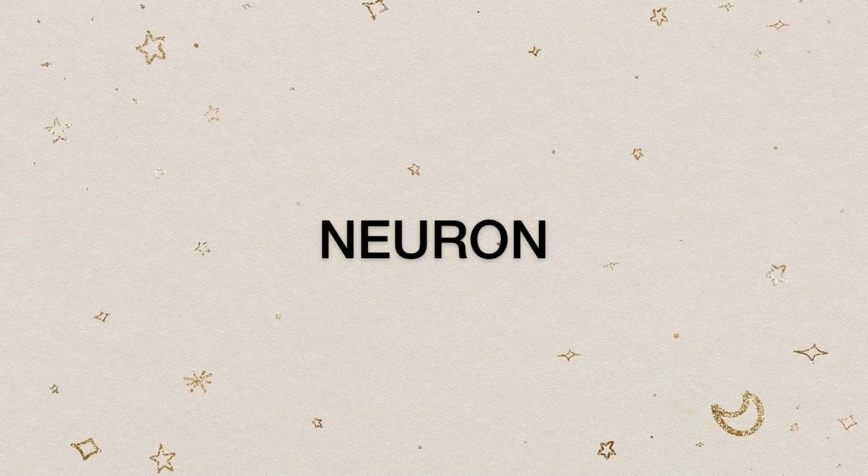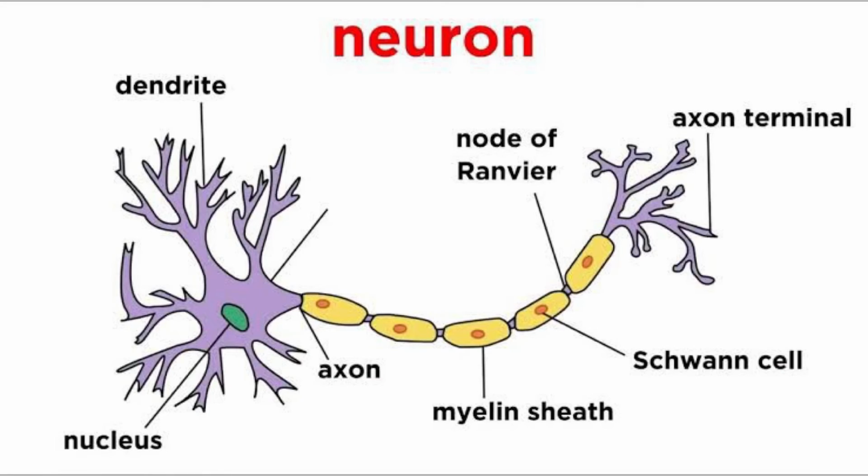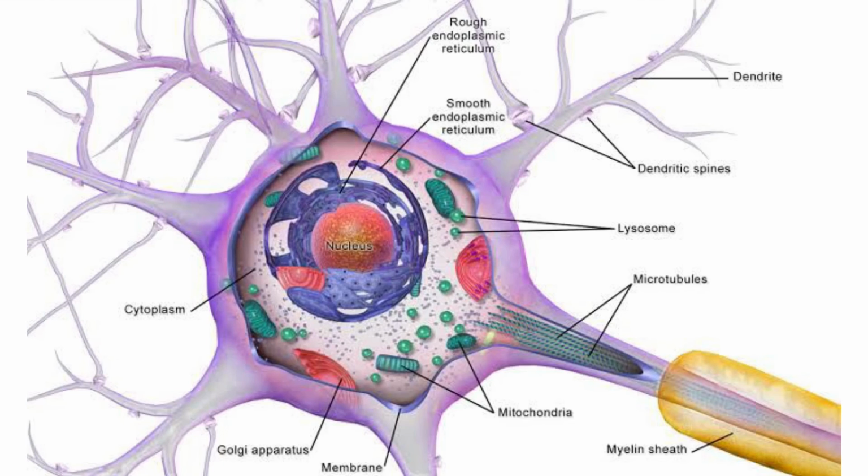Finally, we're going to talk about the neuron. A neuron is a specialized cell that has 3 parts: a cell body, dendrites, and an axon. The cell body contains most of the cytoplasm and the nucleus of the neuron.